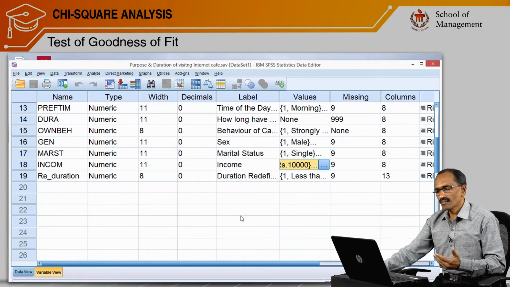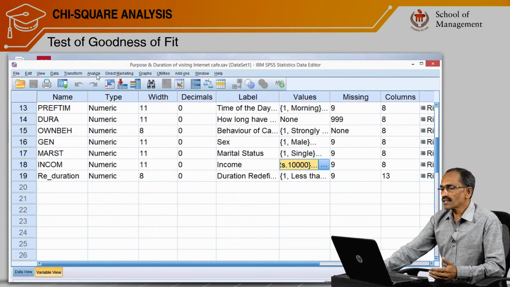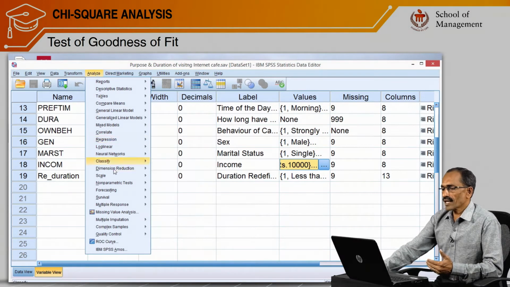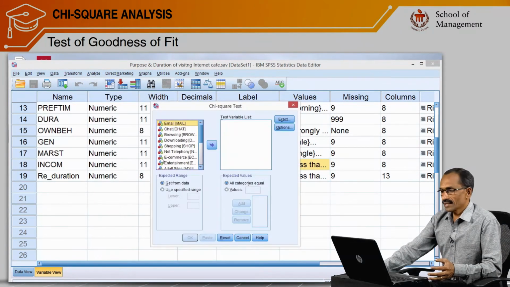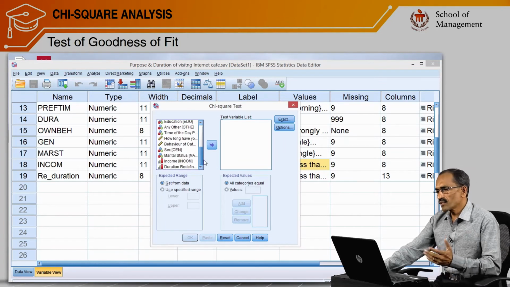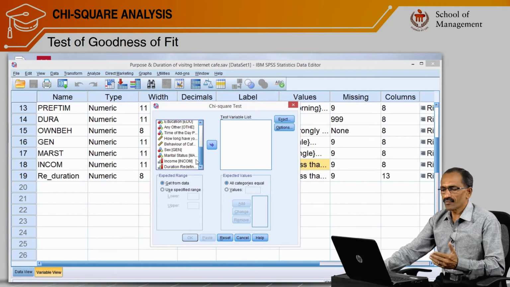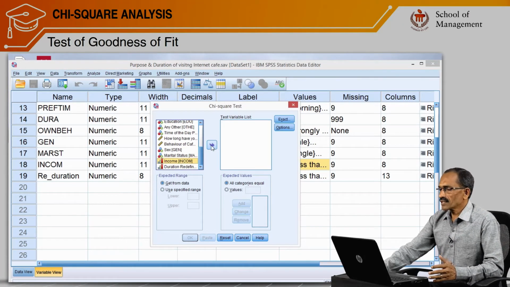And what is the procedure? The procedure is, go to Analyze in the menu bar, locate the drop-down menu, click on non-parametric test, then go to Legacy Dialogs, and from Legacy Dialogs, click on chi-square. When we click on chi-square, we will get a window like that. In this window, we can load all variables of interest and get their goodness of fit. But here we are interested in examining the goodness of fit of only one variable, that is none other than income. So I am loading income there as the test variable. Then I click on OK.